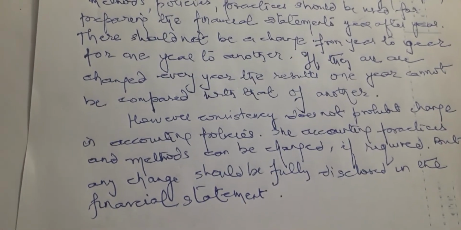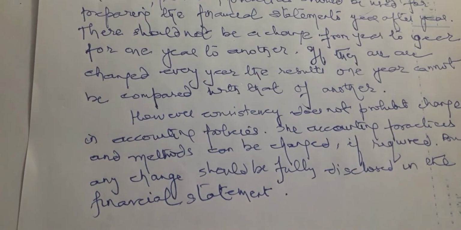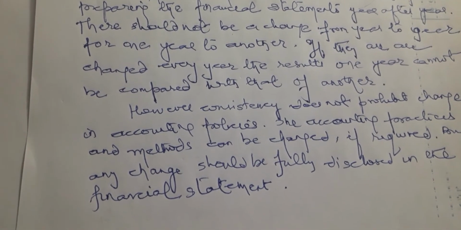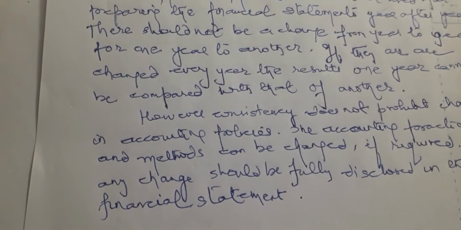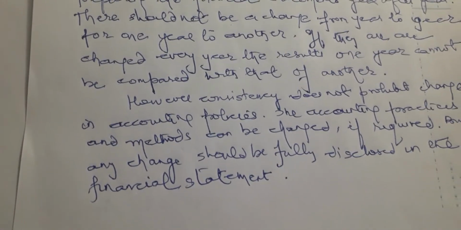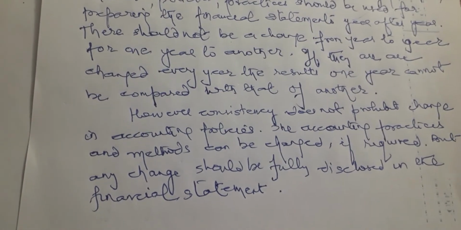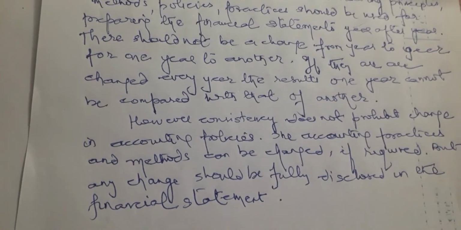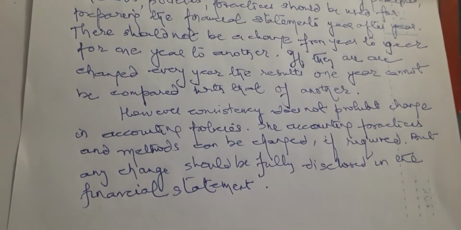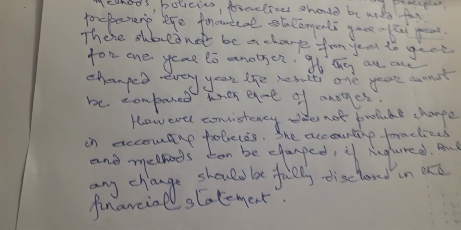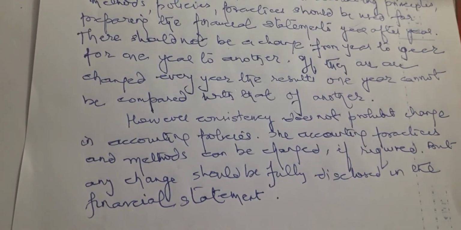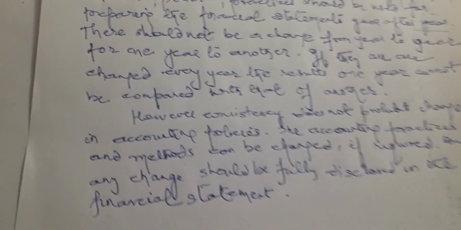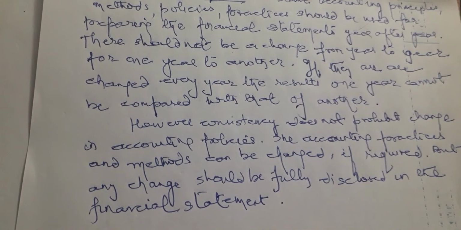But this does not mean that there is a prohibition, there is a provision regarding change of policies and methods. If a businessman feels that it is required to change the policies and methods, he can do so. But if he is doing so, it should be clearly mentioned in the books of accounts so that there is no confusion among our investors and our creditors and our customers.